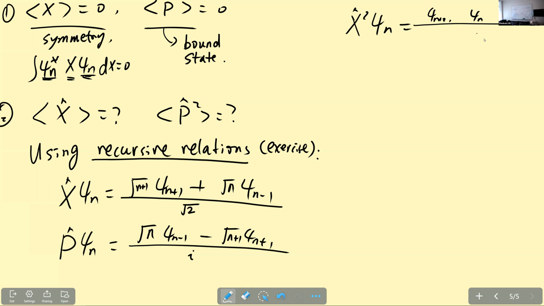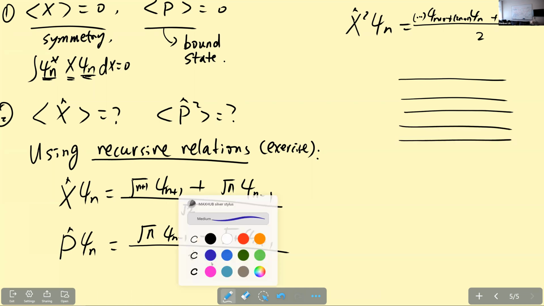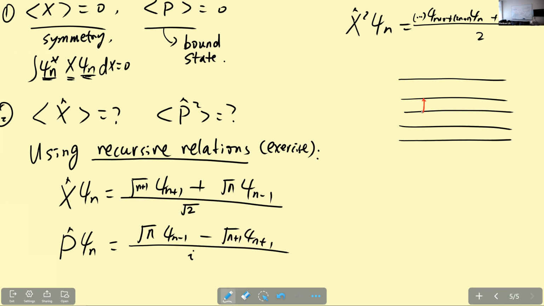There's a certain kind of coefficient, but for us, what's important is this coefficient. This is 2n plus 1. I'd like you to derive these coefficients. But you can see that basically, if you have a state like this one and you apply x, you go up or down.